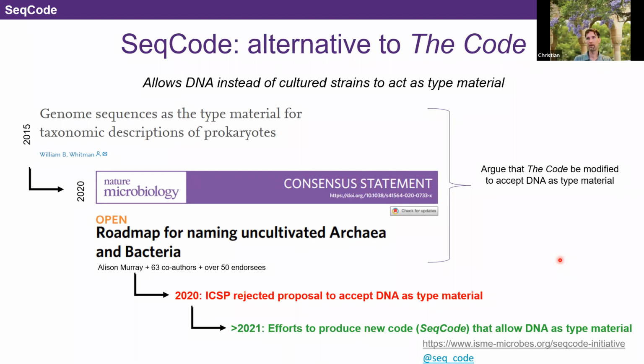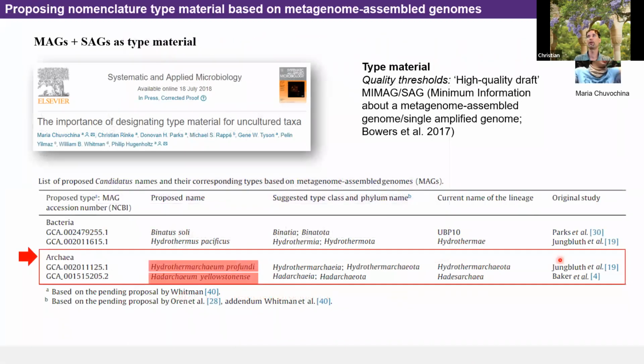Until this is done, if you name a new lineage and you have MAGs and SAGs as type material, right, then I would point you to this paper by Maria Chuvochina that gives you a rough guideline how to go about this, you know, what quality thresholds you should use, how do you propose a name. I think that's very helpful.